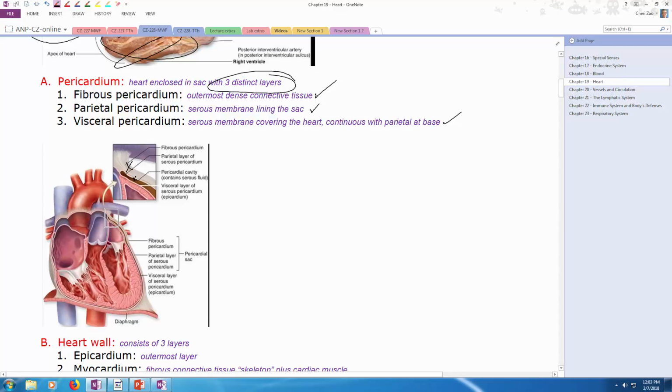And then we have that parietal pericardium that extends over the surface of the heart. That little insert actually does a nice job of showing us that. And that's the visceral pericardium, which also has an additional name, the epicardium. Between the parietal and visceral pericardium, we have a space called the pericardial cavity.